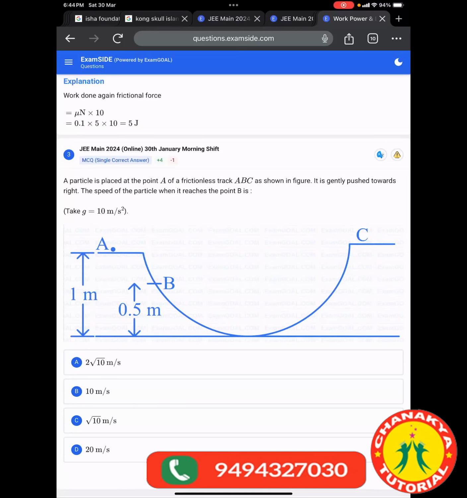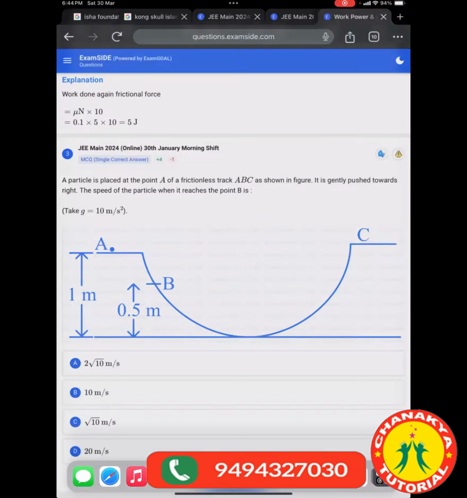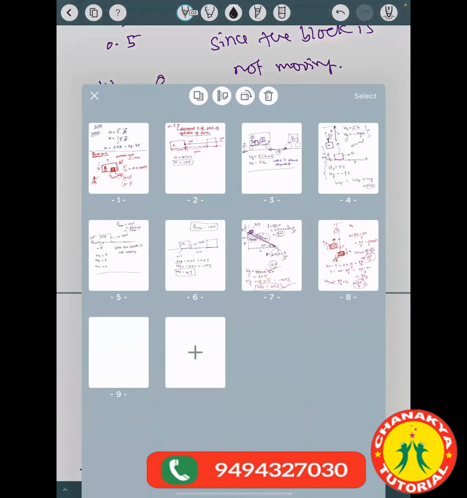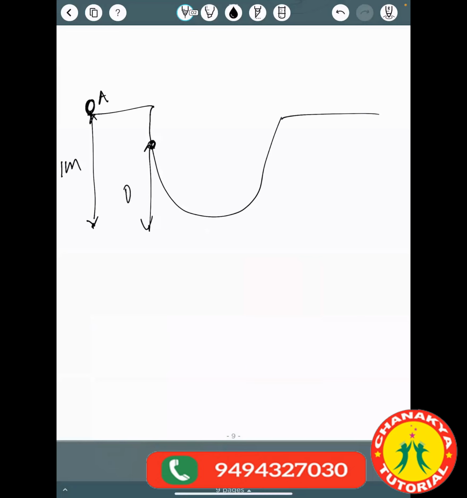Correct? Let me share my screen and explain. I will teach potential energy later, as there is a concept we have to study, but without that also you can do this. We have kept one block here at a point A, at 1 meter height, correct? Now we are bringing it to 0.5 meter height, correct?